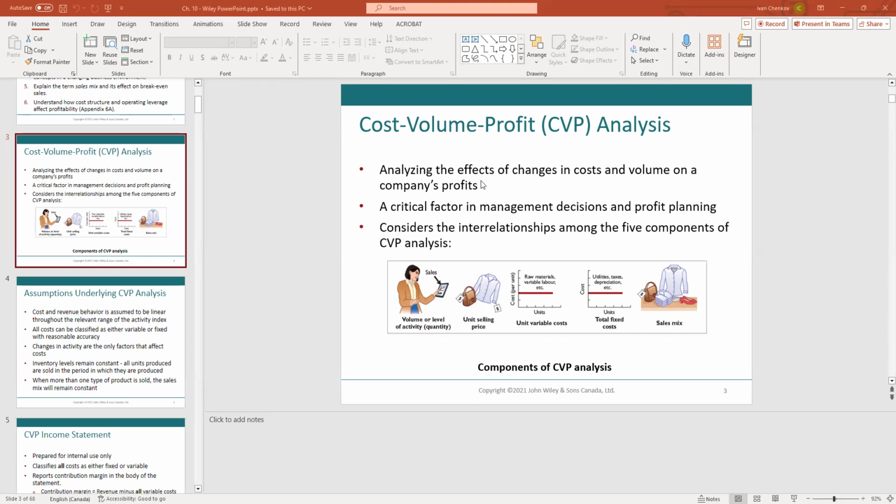In this analysis, we're going to change the effect of the cost and the volume of the company. We're going to use it for management decisions and profit planning. And again, remember, we're trying to stay on something which is stable, a stable, flat line. We're going to chase which of the costs, variable and fixed, behave as a flat line, and that would be variable cost per unit and the fixed cost in total.